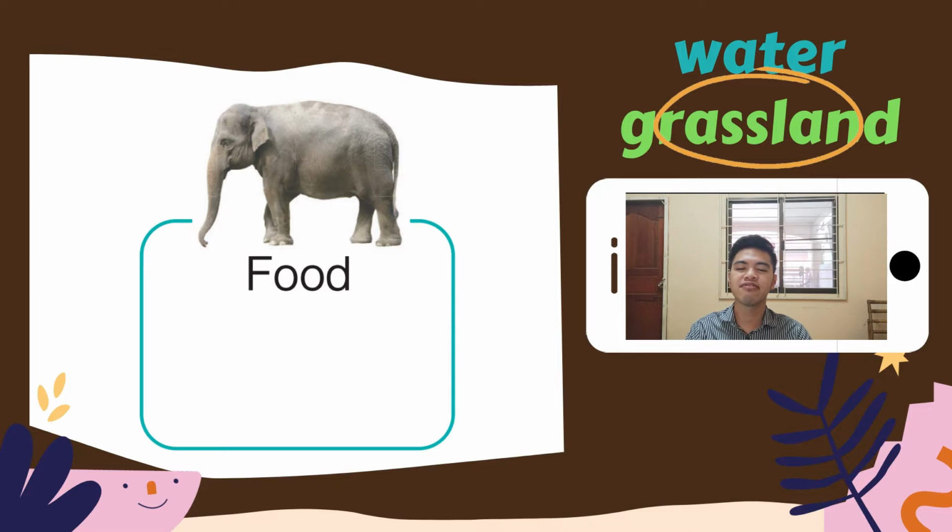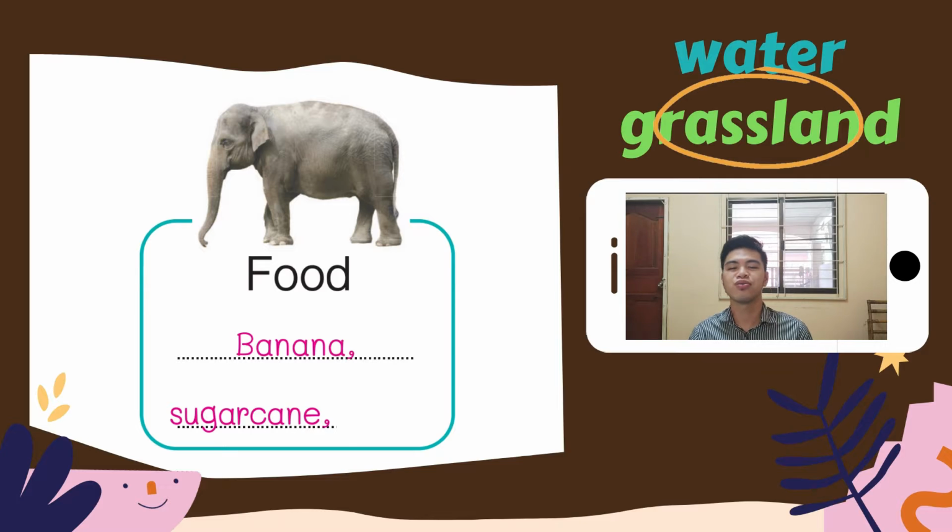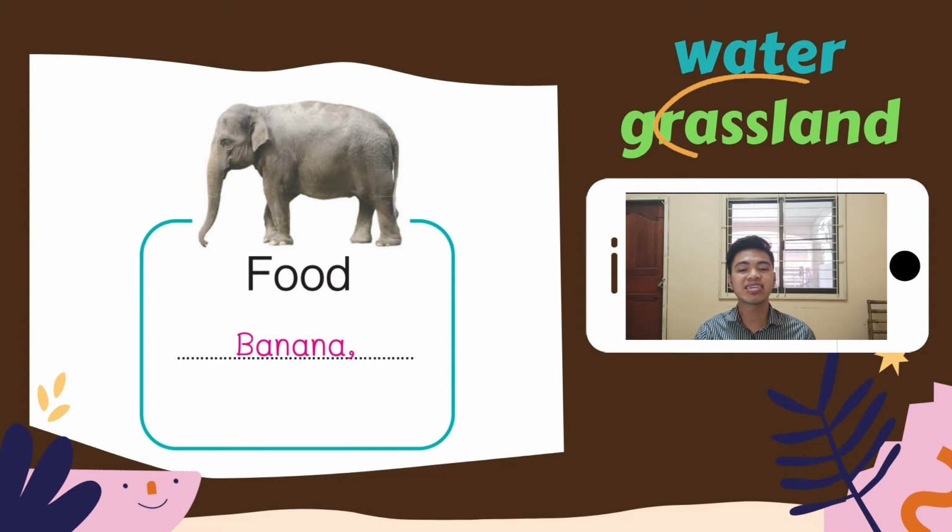Okay, very good. We have banana. What else aside from banana? Very good. We also have sugar cane. Last one. What more? What does elephant eat? Okay, the last one is grass. Just like zebra, the elephants also eat grass. So we're going to write banana, sugar cane, and grass. So the elephant lives in the grassland and it eats banana, sugar cane, and grass. Okay, so let's go to the next one.